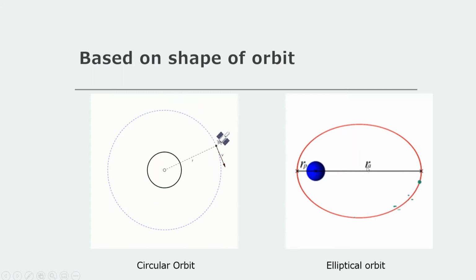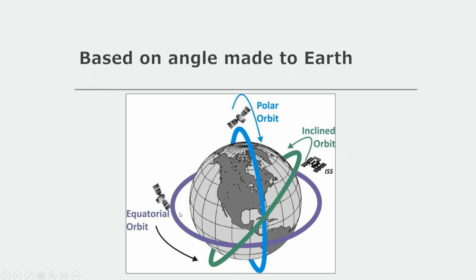as RA. Now let us see one of the classifications based on the angle made by the satellite's orbit with the earth. You could see here equatorial orbit, polar orbit and inclined orbit. Equatorial orbit is nothing but the orbit made by the satellite which has an angle of 0 degrees with the earth's equator. We know that equatorial orbit satellites have coverage of more area at the center and less coverage at the polar region.